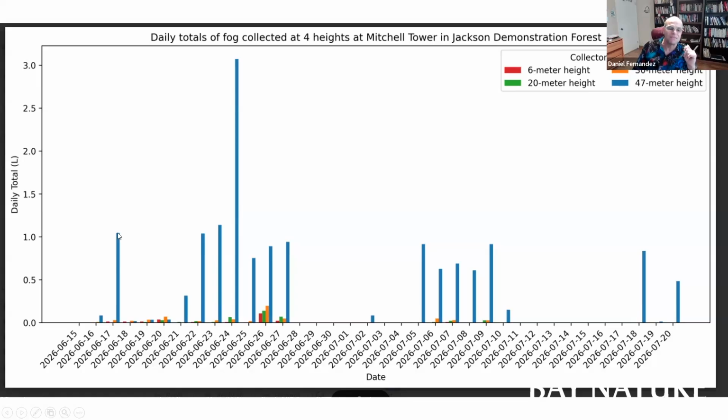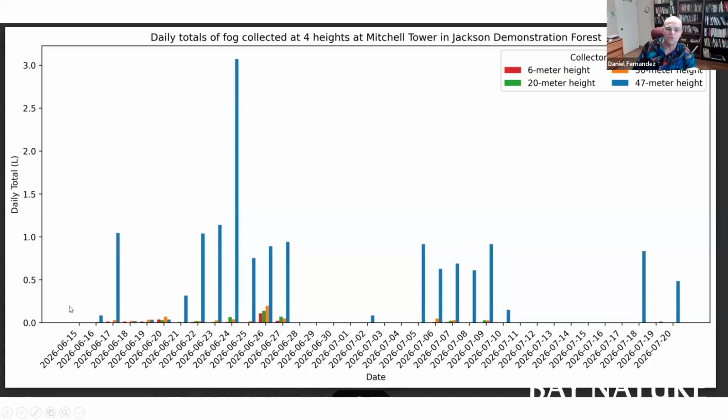The blue represents the highest fog collector in the tower. It's a 47-meter height. And you can see we had a pretty good fog event. This is when we deployed it on the 15th. Even on the 16th, we got our first event, I was real excited to see that. But on the 17th, and the fogs are, of course, occurring kind of in the middle of the night. That's when we're seeing it.